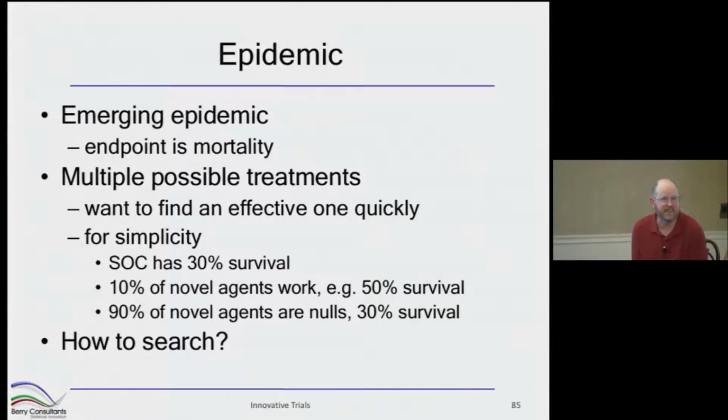That's consistent with our Ebola example. It might have been closer to 40, but I will say 30 here. We're going to make the assumption this is a hard disease, so I'm going to assume that only 10% of novel treatments work. 90% don't.